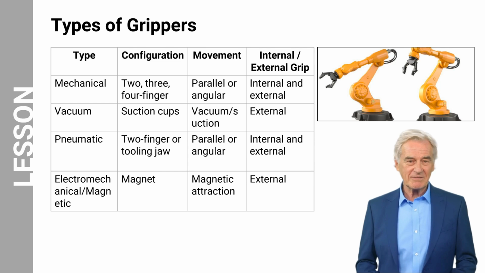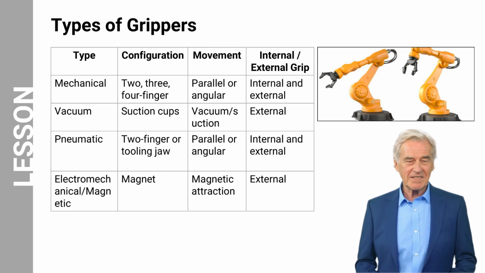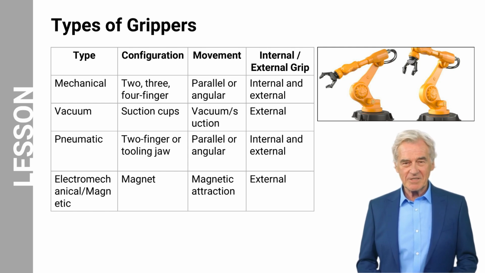Pneumatic grippers use 2-finger or tooling jaw configurations that can move in parallel or angular ways, which are suitable for both internal and external gripping applications. Electromechanical or magnetic grippers utilize magnets that create magnetic attraction for external gripping operations. Each type offers distinct advantages for specific applications based on their configuration, movement type, and gripping capability. We will discuss more about these types of grippers and their applications as we proceed through this lesson.